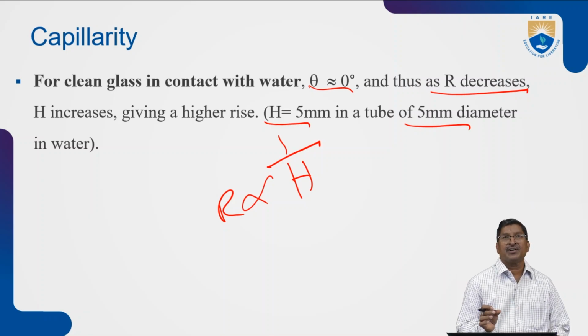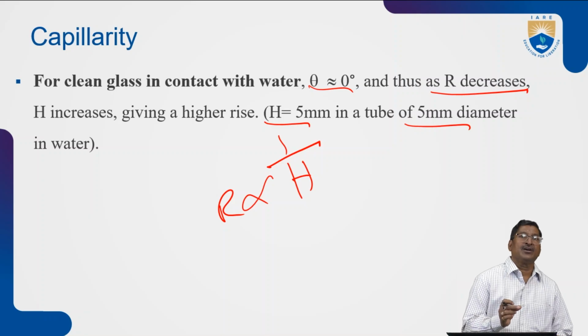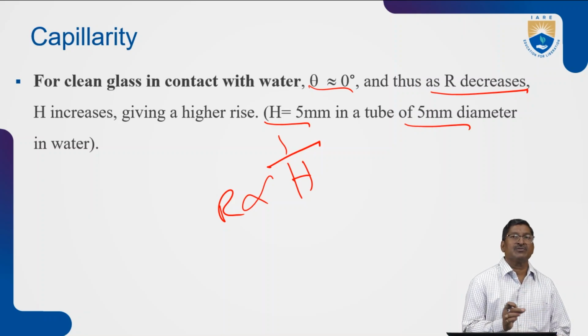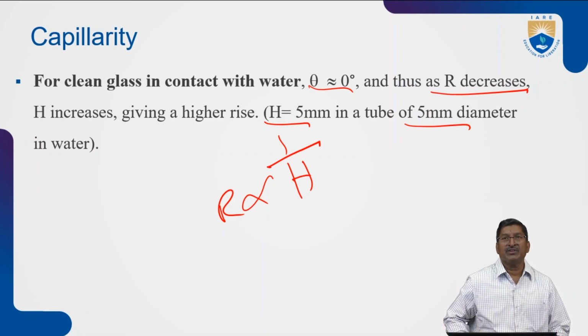If R decreases, H increases. If R increases, H decreases. So R and H are inversely proportional. That means a small radius will have more rise, and a bigger radius will have a smaller rise of the liquid in the small tube.